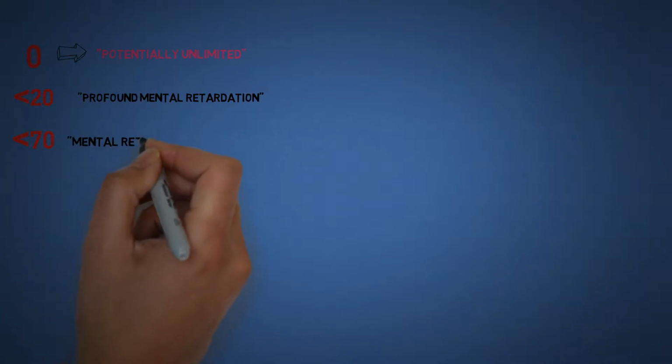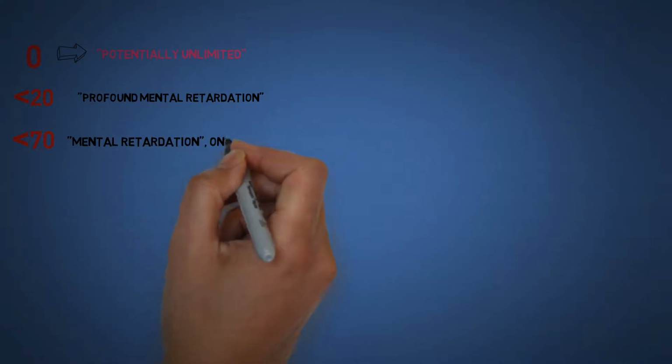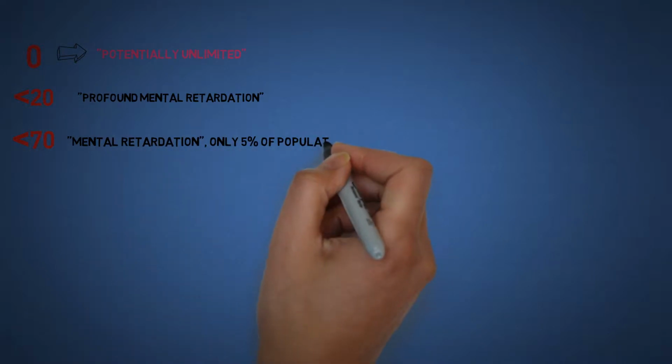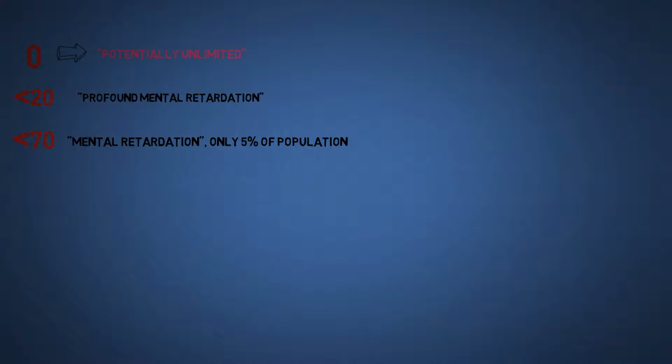The first bracket, which is an IQ score of 20 or below, will signal profound mental retardation, which is a disability affecting the brain's capacity for learning. Now, any IQ score below 70 can be a sign of mental retardation, with the lower the score, the more severe the disability. Now, only 5% of people have an IQ under 70.